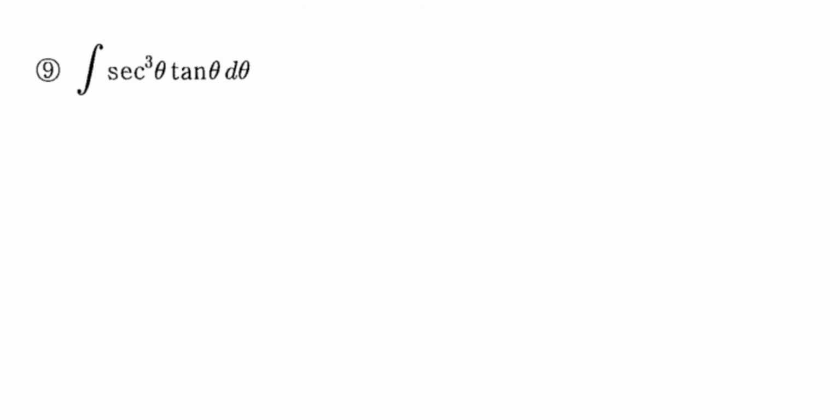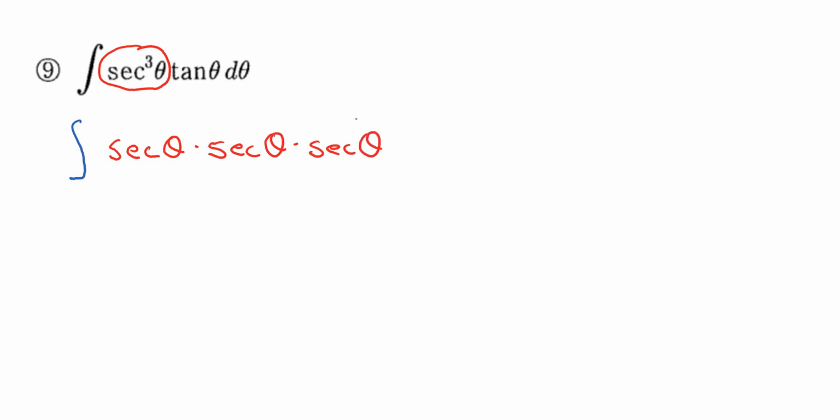Okay, let's take a look at question number 9 here. For question number 9, I have secant cubed theta times tan theta d theta. Now for this problem right here, let's just work with this secant cubed theta. That's the same thing as secant theta times secant theta times secant theta, and then you can multiply that by tan theta at the very end, and then d theta.